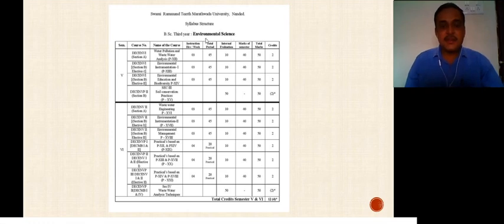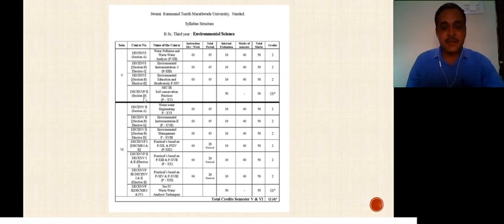From this BSc third year syllabus, in this particular lecture, we are going to highlight the syllabus of only semester 5th, which is the ongoing or current semester of this academic year. If you see in semester 5th, there are 3 theory papers, out of which one theory paper is of elective type, and there are 2 theory papers which we call compulsory papers.